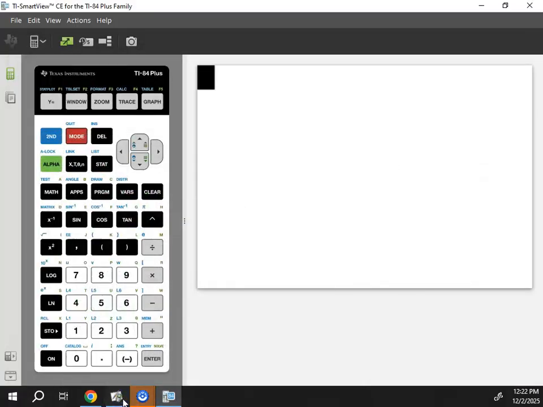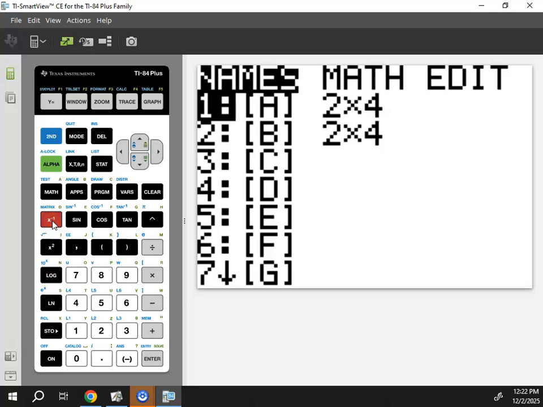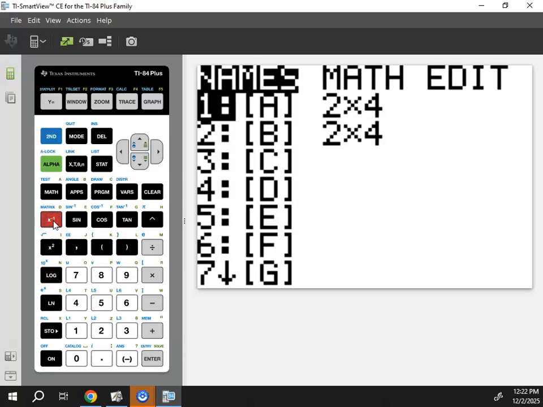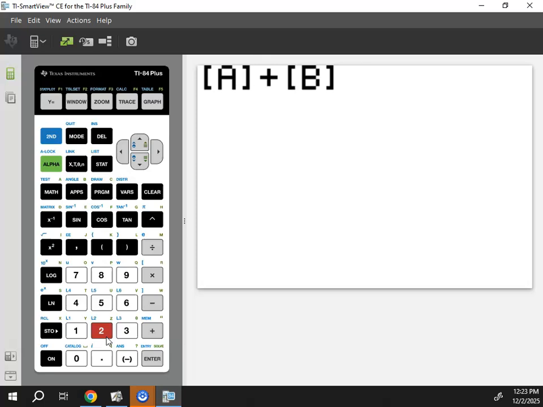So we go back to second matrix again, but this time I don't want to edit it. I want to, no math. I want to grab it. Like I need the name of it there. Notice these are both 2 by 4. In order to add them, they have to have the same dimensions. So this is going to work. So we just choose the name, 1 for A, and then plus, and then we grab B. So that on this screen, it literally looks like what we wrote down just a second ago, okay?